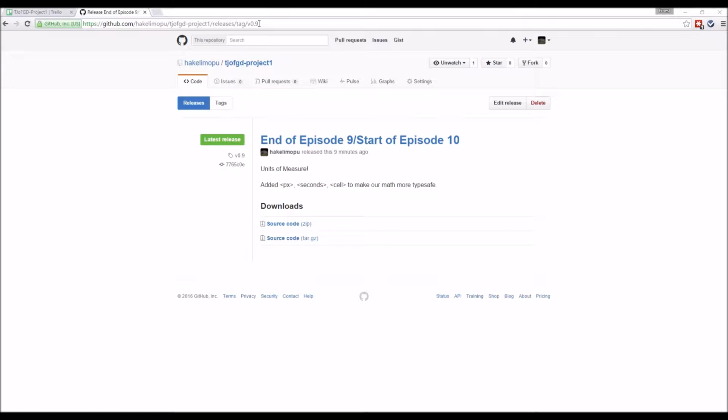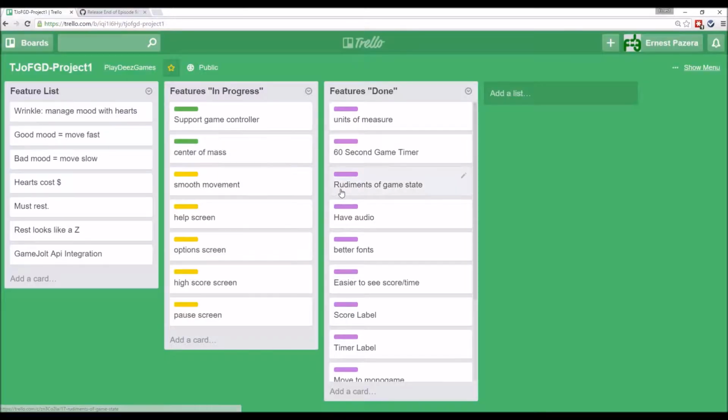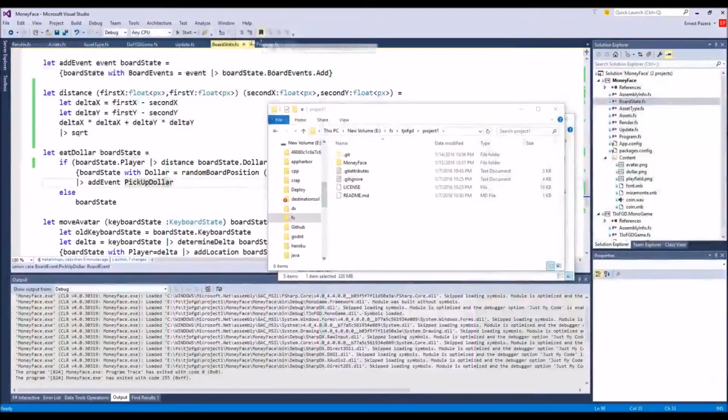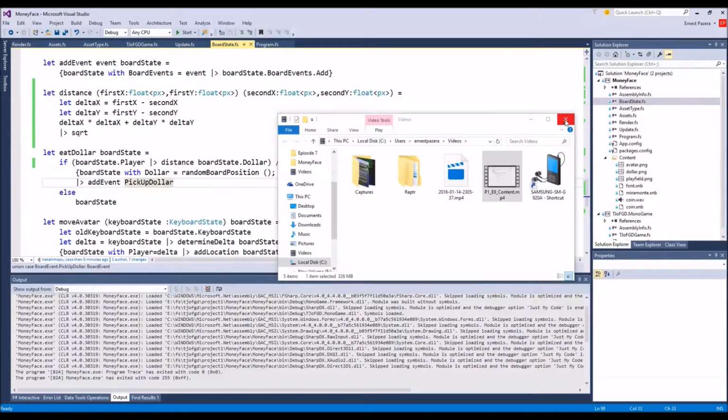We're starting at the tag of v0.9, so the end of Episode 9, start of Episode 10 in the GitHub repo. And to remind, we are working on center of mass and smooth movement today. That probably won't take too long, so maybe we'll get to stubbing some of these screens in. But this is definitely the focus, and if we get to nothing else, let's get to that. And I left it all a mess.